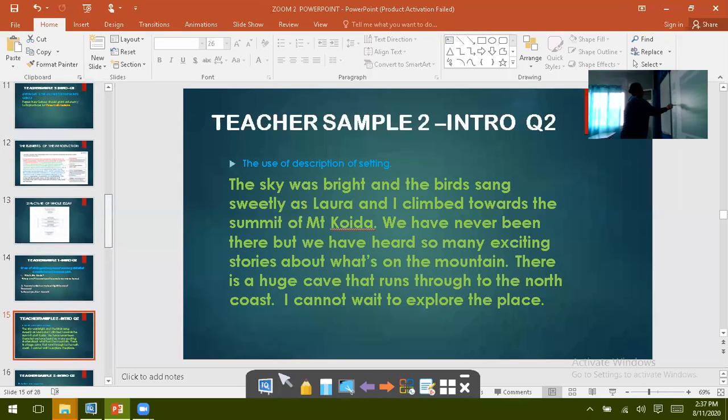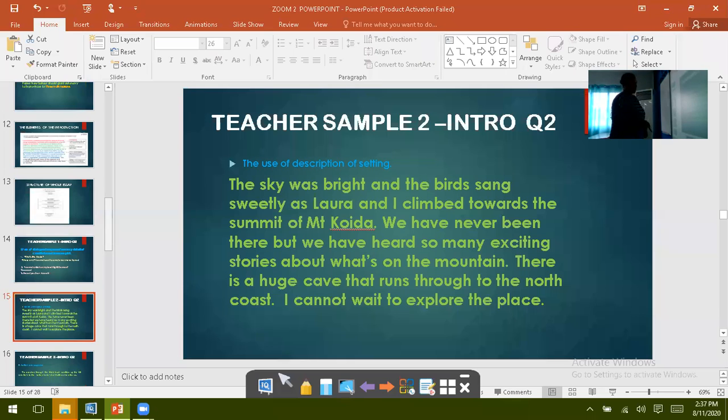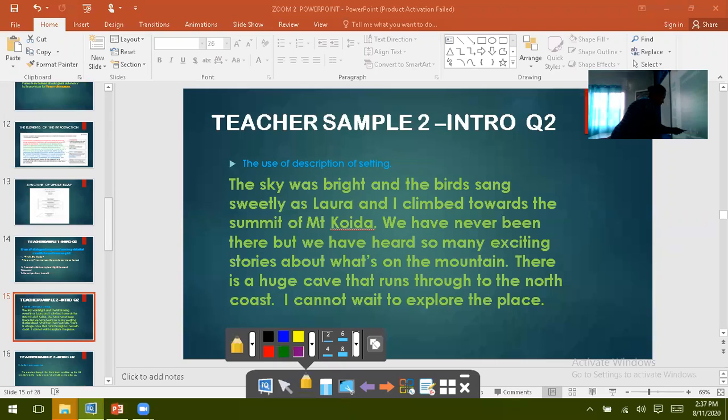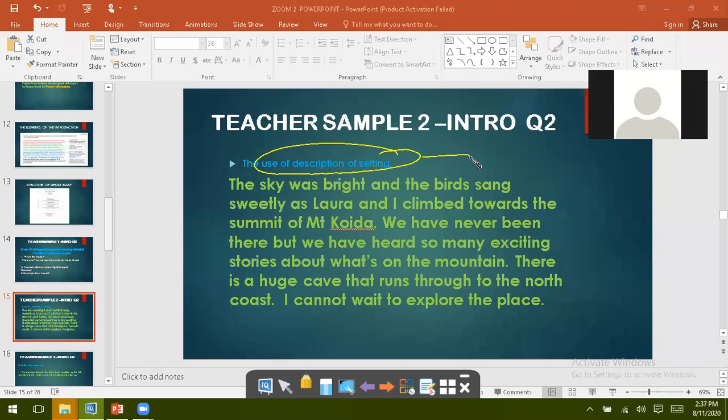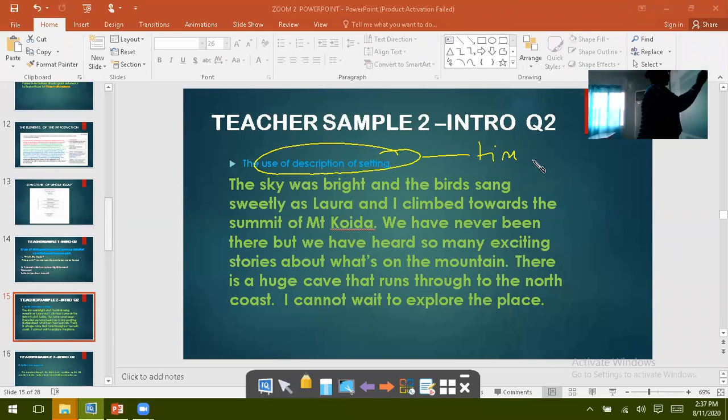Okay, number 2 is the use of description of setting. So when we talk of setting, what are we talking about? What are the two things that make up setting? Time and place. When it took place and where it took place, all right? So time and place are two important elements of setting.